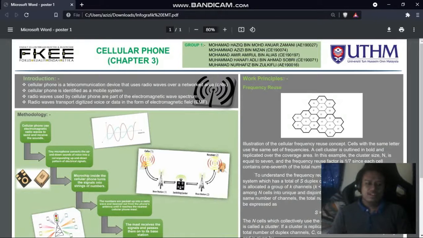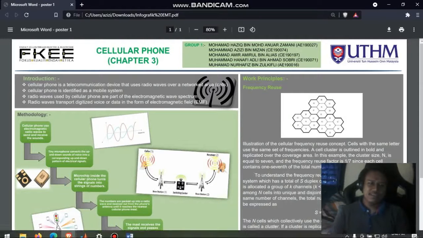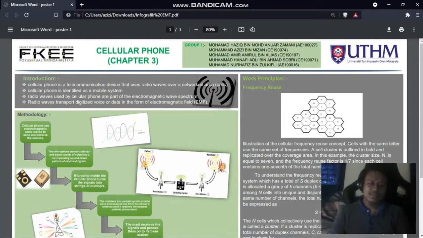The radio wave transports digitalized voice or data in the form of oscillating electric and magnetic fields, called the electromagnetic field (EMF). The rate of oscillation is called frequency. Why does the cellular phone use radio waves? Because radio waves can carry information and travel at the speed of light.